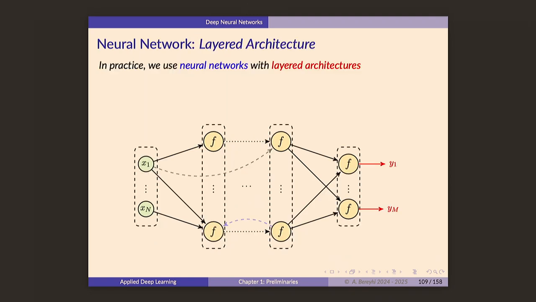But we usually don't have those weird neural networks with different connections and somehow random architecture. Usually what we have is a kind of layered architecture. And what do I mean by layered? It means that you have a bunch of neurons that are exactly at the same distance from the previous neurons or from the input. Okay?